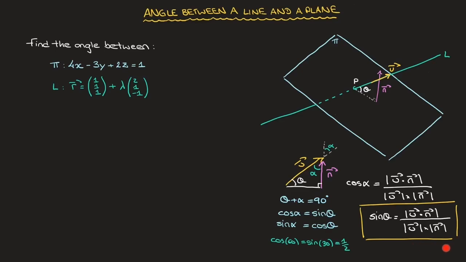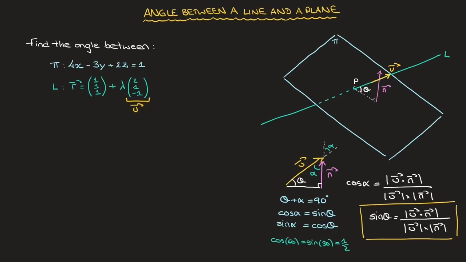And what this formula shows us is that all we need to find the angle theta between a line and the plane is the direction vector u of the line as well as a normal to the plane. So let's see how that works with our example here. Looking at the line equation we have here, the direction vector, which we'll call u, is the vector which is being multiplied by the parameter lambda. In other words, the vector u here is this one, with components 2, 1, negative 1.